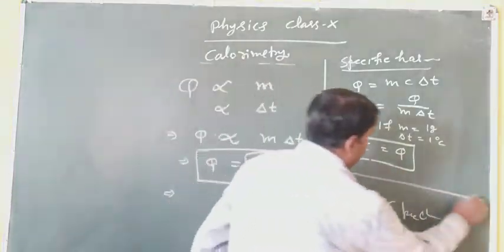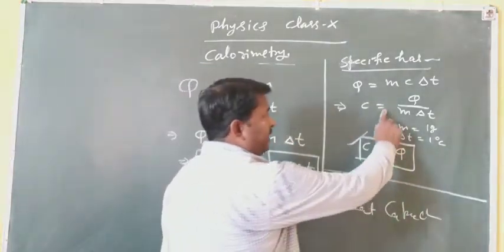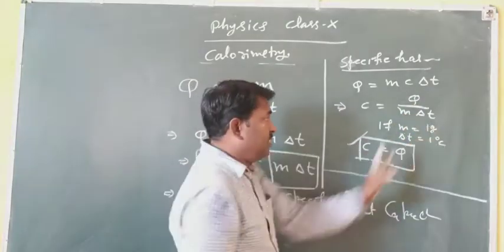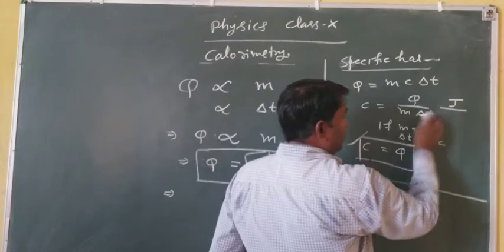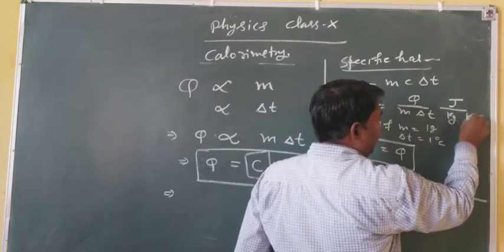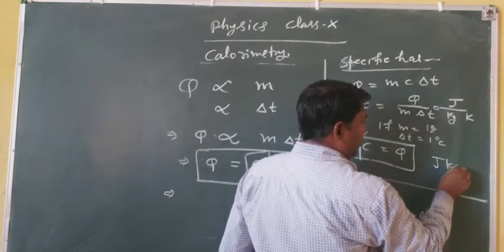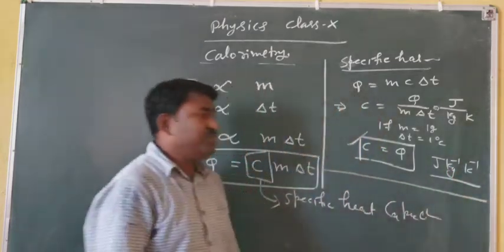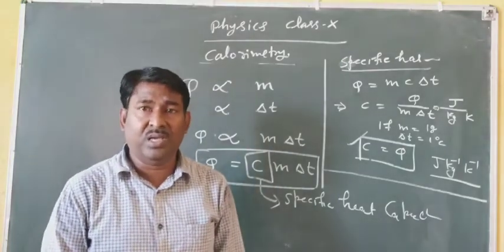Okay, so this is your specific heat capacity. And what is its unit? C is equal to Q by m into delta T. Here the unit of Q is joule, the unit of mass is kg, and the unit of delta T is Kelvin. So this is joule per kg per Kelvin. Okay, so the unit of specific heat capacity is joule per kg per Kelvin.